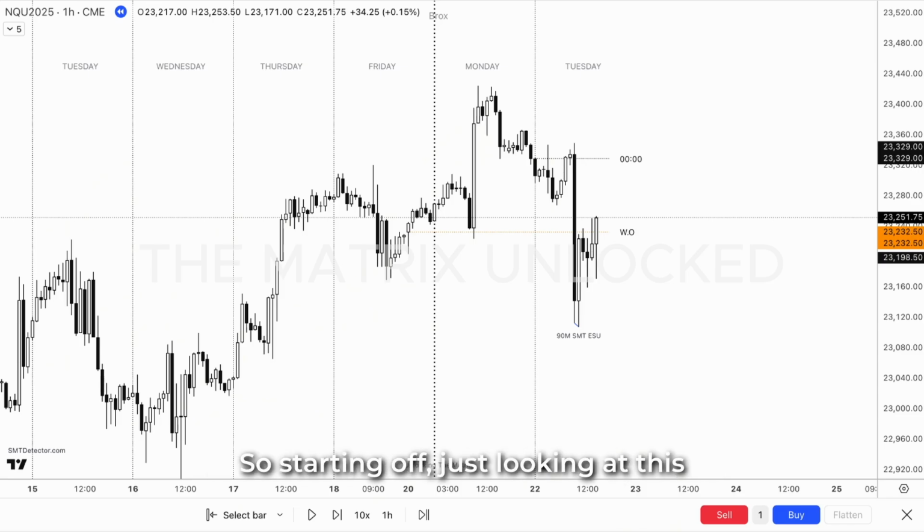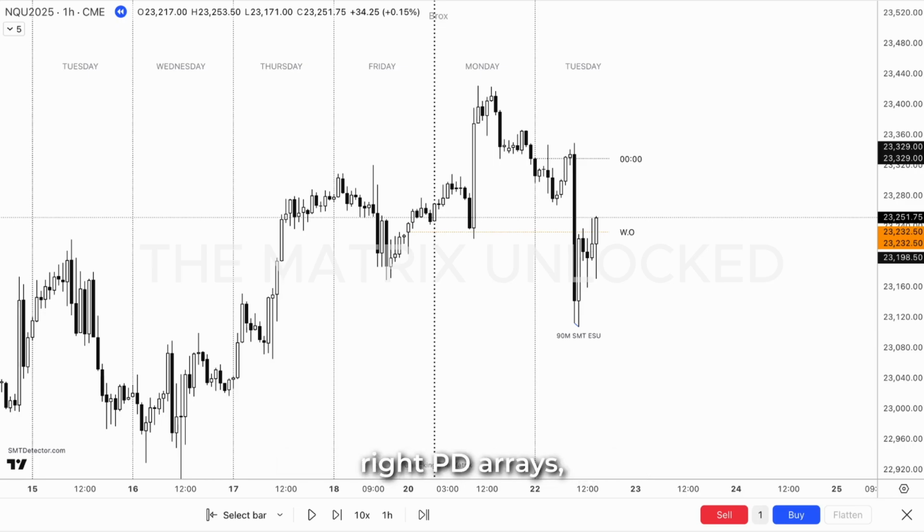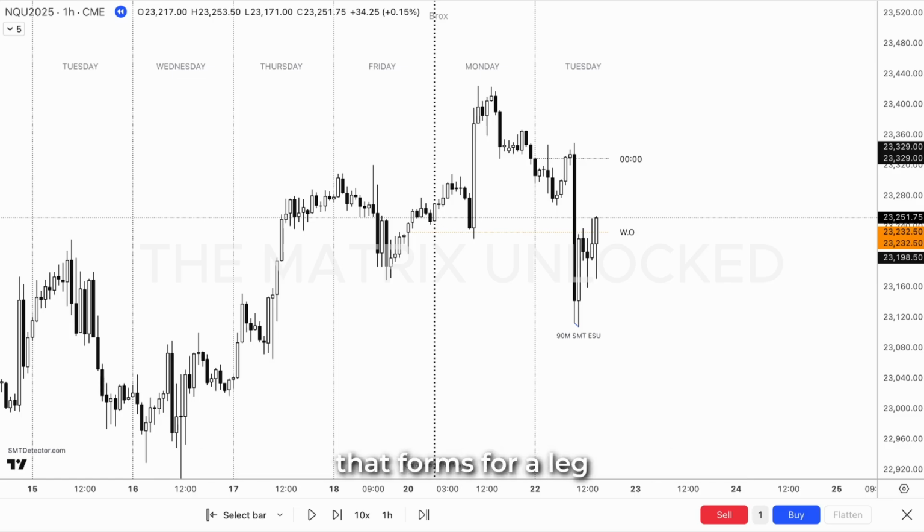So starting off, just looking at this chart, I want you to take a few seconds and imagine what I used as a point of interest here. Because as you know from the latest lecture, I talked about choosing the right PD arrays. Specifically, I mentioned imbalances that have been used by price before and which ones you should mark out. These are usually the first imbalance that forms for a leg that takes liquidity. And if you want to learn more about that, I suggest you watch the previous video.